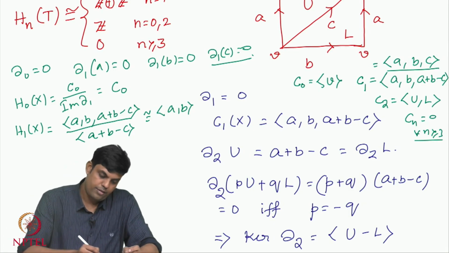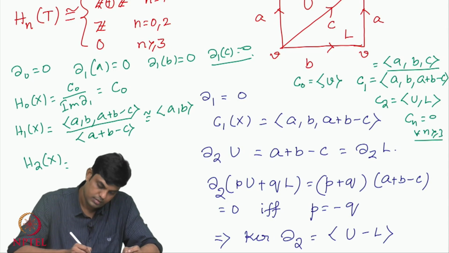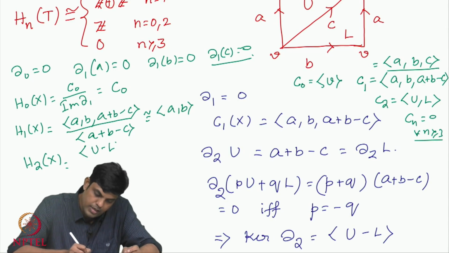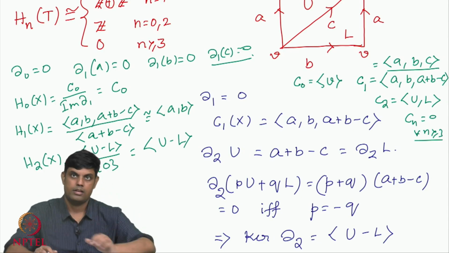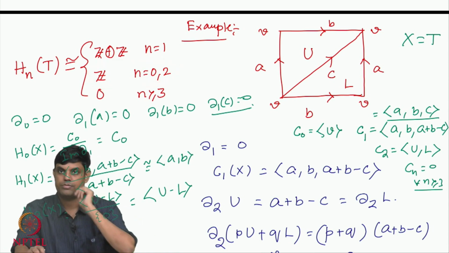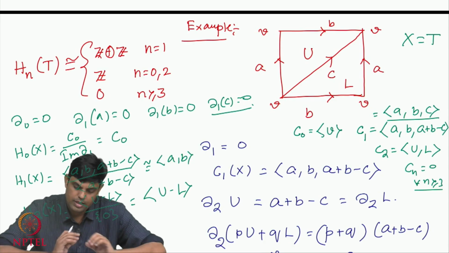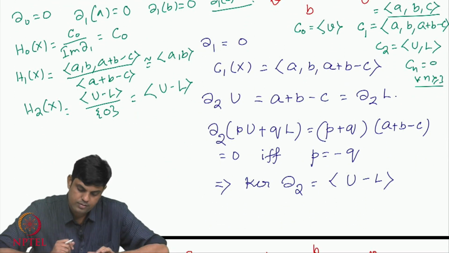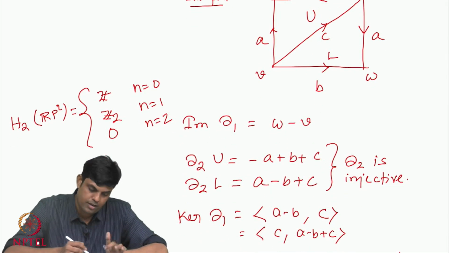Okay. So therefore, H2 of x is generated by U minus L. This is quotiented by 0. This is just simply generated by U minus L. Okay. So therefore, H2 is also isomorphic to Z, just isomorphic to U minus L. Okay. Now let us go to a bit more complicated example, which is that of RP2.